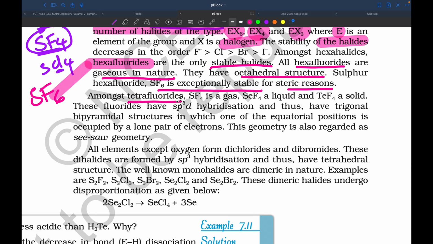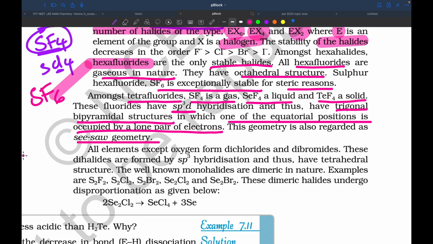Amongst tetrafluorides, SF4 is a gas, selenium tetrafluoride is a liquid, and tellurium tetrafluoride is a solid. The hybridization of these fluorides is sp3, and thus they have trigonal bipyramidal structures in which one of the equatorial positions is occupied by the lone pair of electrons. This geometry is also regarded as seesaw geometry.